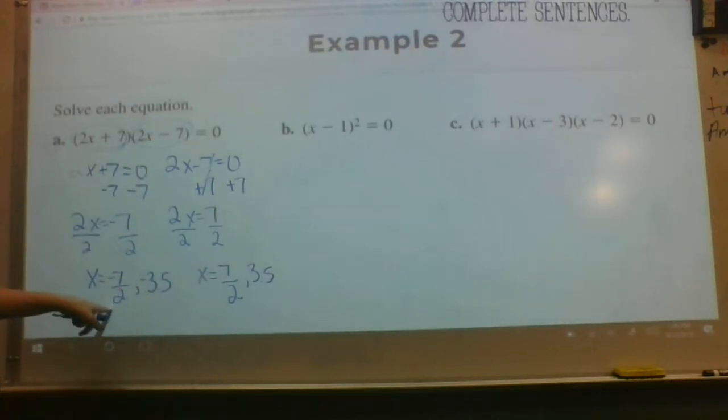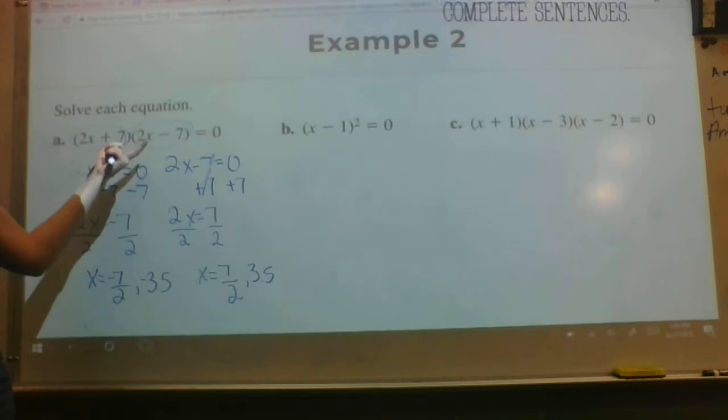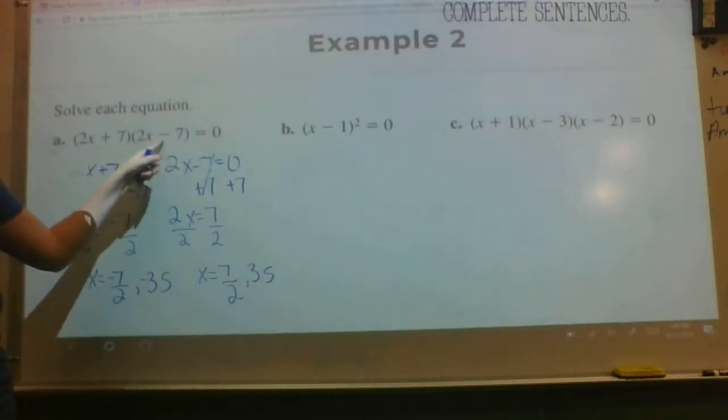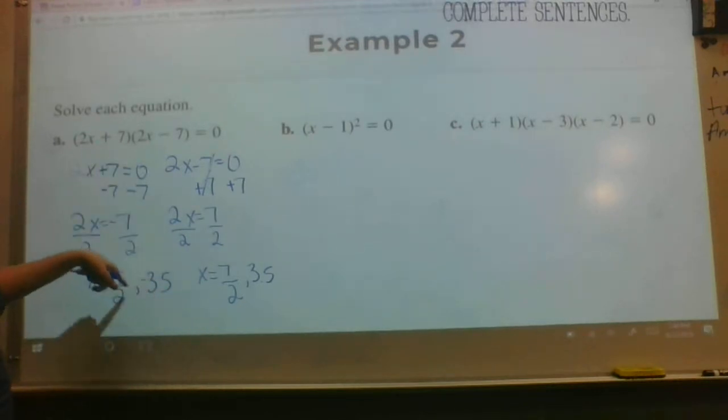They're really similar. This one's just negative and this one's positive, which makes sense because look at the factors that we have. This one's positive and this one's negative. So the only difference between these are the signs. The only difference between my solutions is my signs.